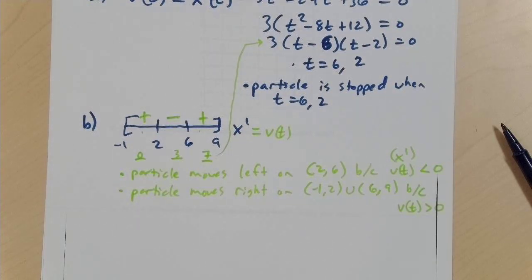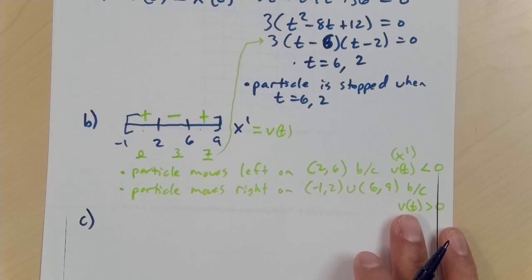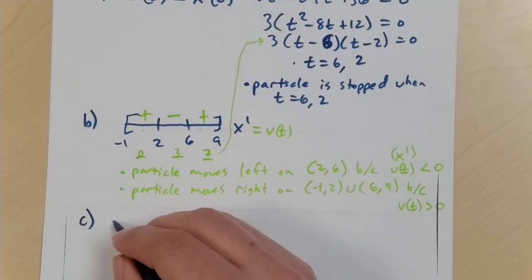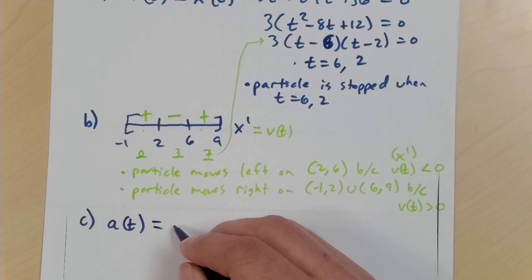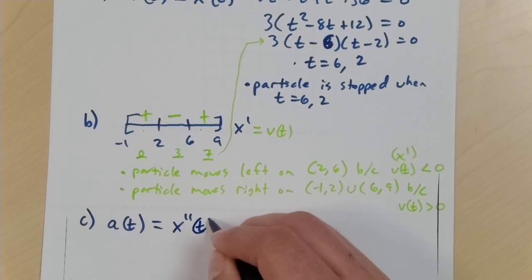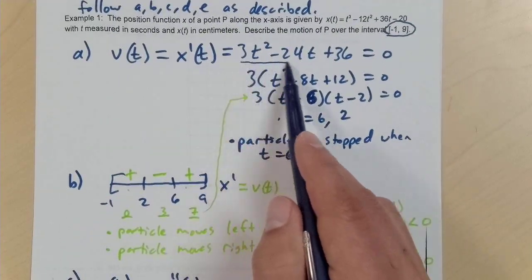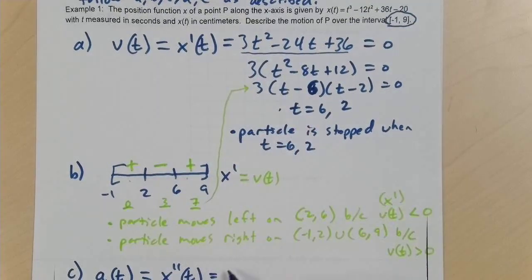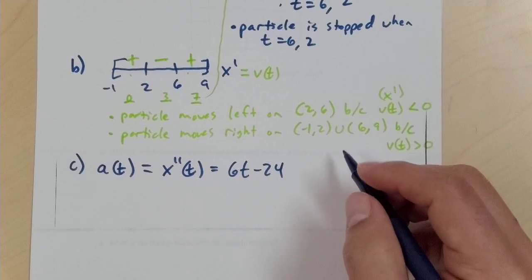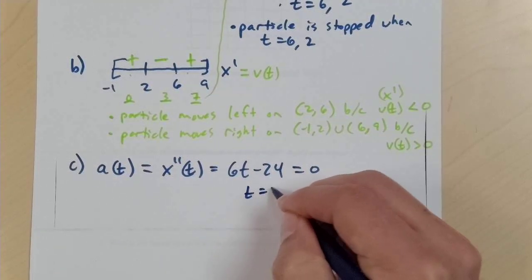All right, so what do we discuss next? Accelerating and decelerating. Let's get to that. Now what we want to do is find the second derivative. Find acceleration; acceleration is the second derivative. Since we have the first derivative up here, we just take the derivative a second time. We get 6t minus 24. Set that equal to 0, and you get t equals 4.